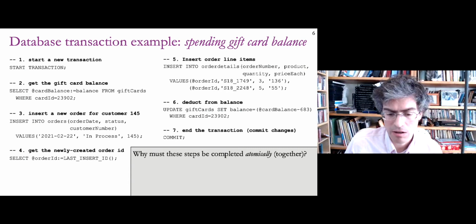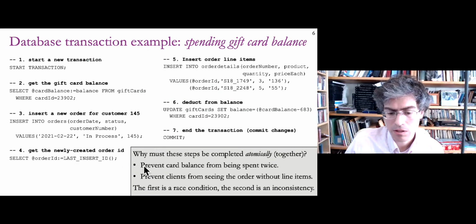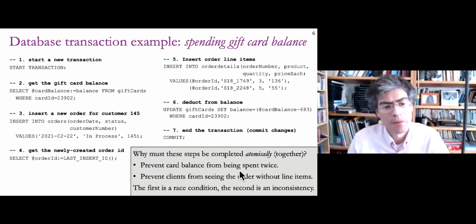And examples I have are, first, the card balance could be spent twice. This is the most important one. It's also maybe the hardest one to see.